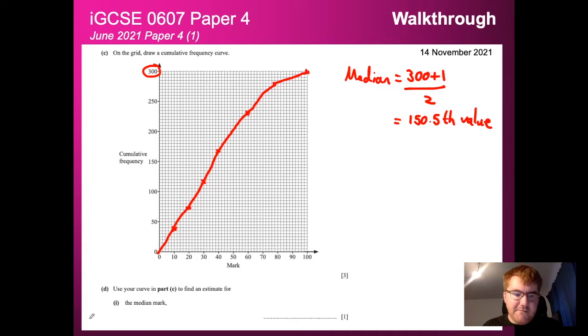So I'm going to get a different pen color here, and I'm going to go to 150. I'm going to go all the way across and then read down. So we just go dot, dot, dot, dot, dot. Make sure you use your ruler at home.